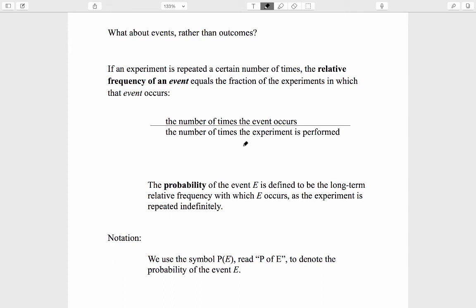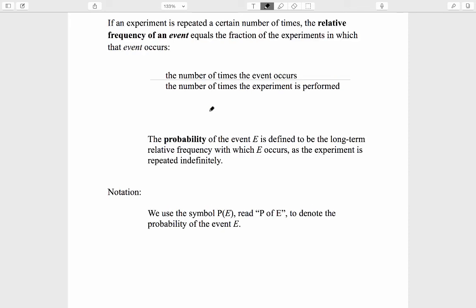What about events rather than outcomes? It's the same thinking. If an experiment is repeated a number of times, the relative frequency of an event equals the fraction of the experiments in which that event occurs. So it's the number of times that event occurs divided by the number of times you perform the experiment.